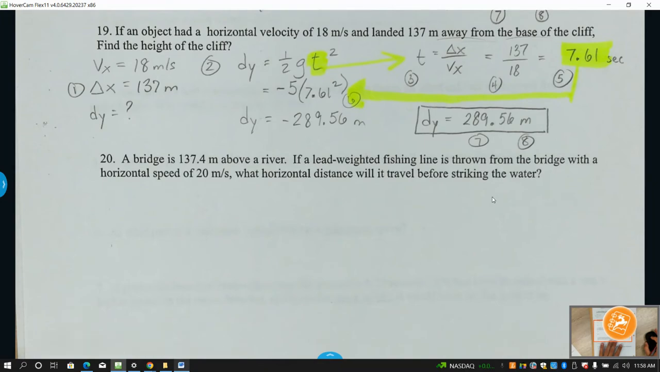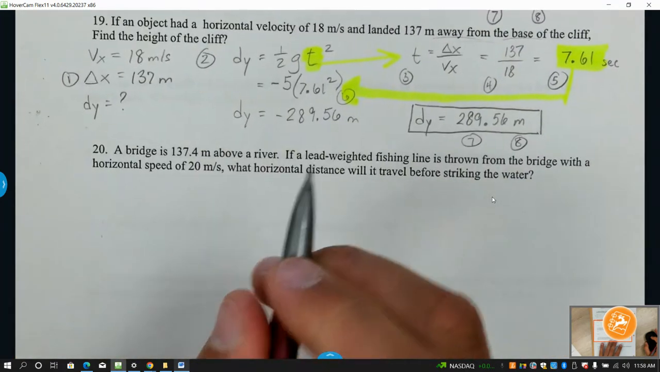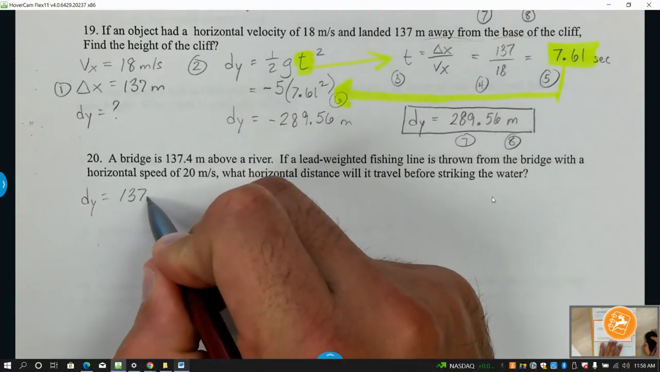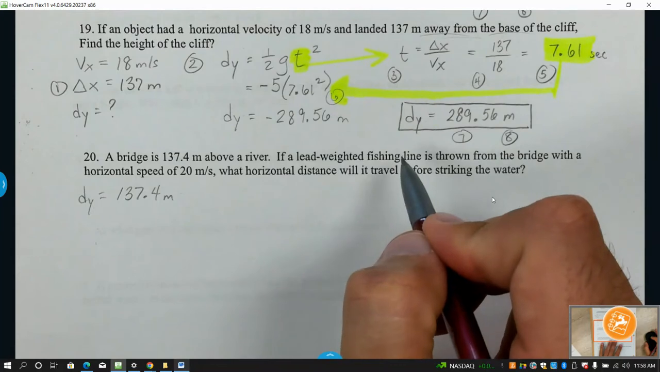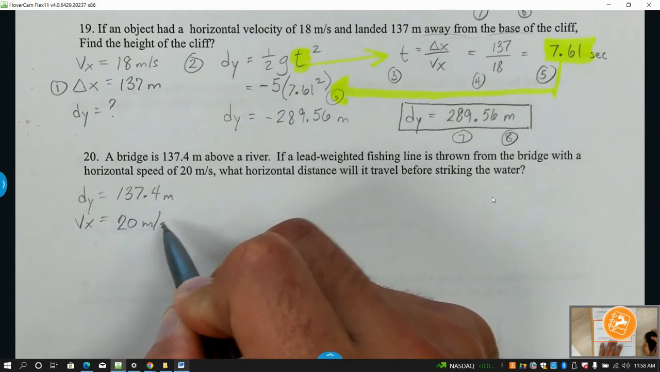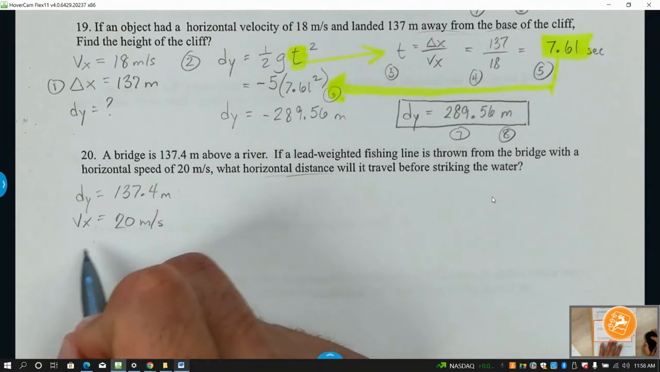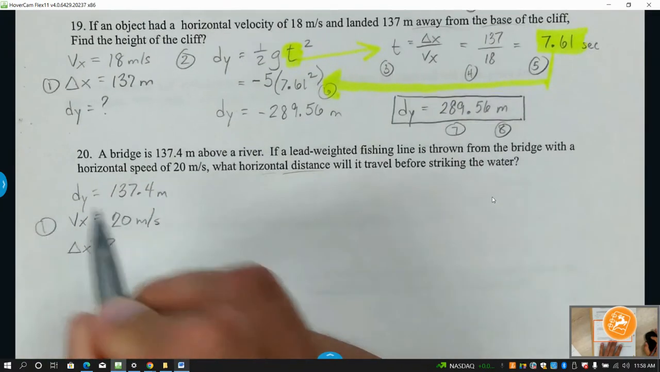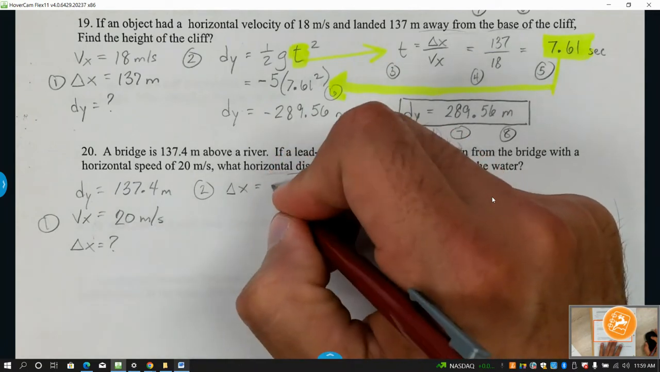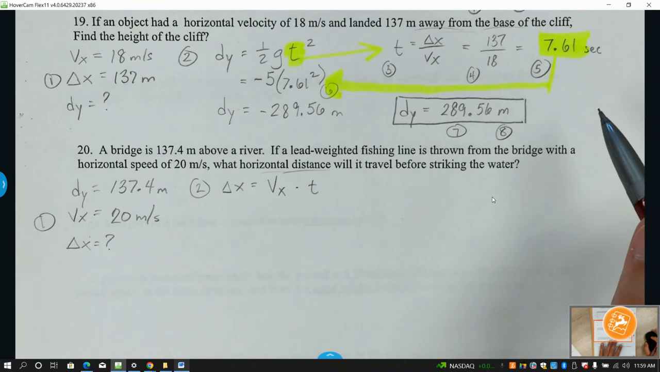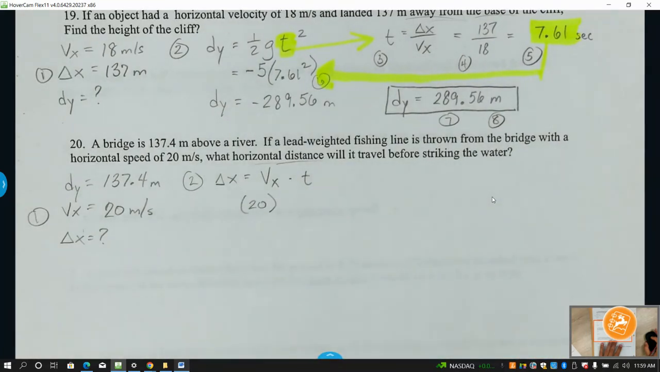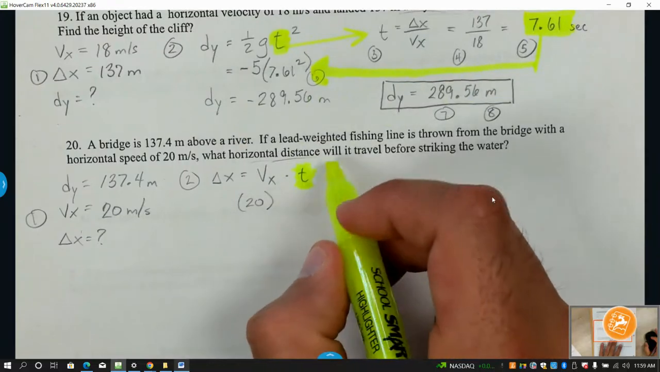We have something hanging over a bridge, and it is 137.4 meters above the river. So thinking about that, that would be our height. All right, if a lead-weighted fishing line is thrown from the bridge with a horizontal speed, which is our Vx, of 20 meters per second, what horizontal distance is going to this be? Okay, they want delta x. First part. Second part, write the equation for delta x. Delta x is equal to Vx times time. Do we have any of those variables? We do. We have 20 here. But what we don't have is t. So before we can do this, we got to go side quest.